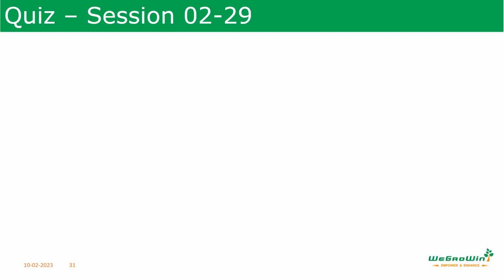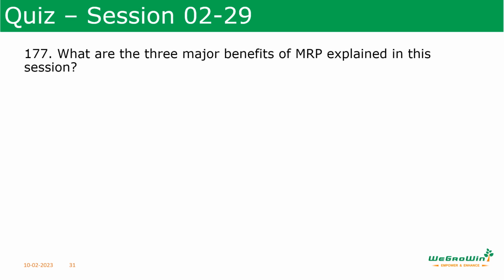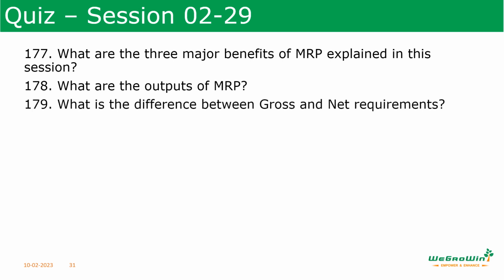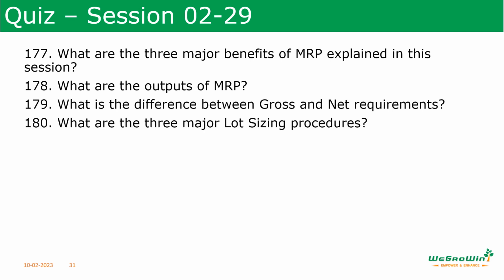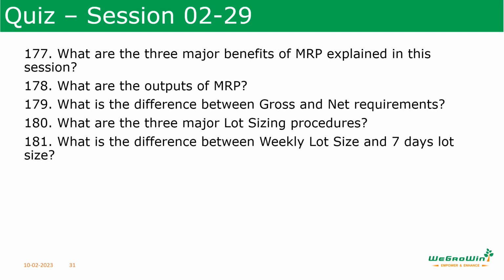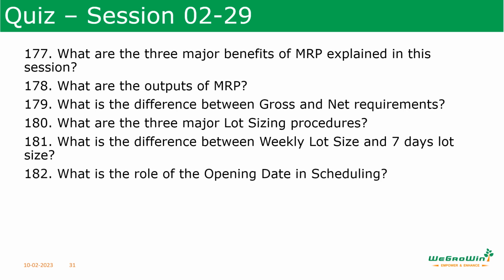Now let us discuss the quiz questions for this session. What are the three major benefits of MRP explained in this session? What are the outputs of MRP? What is the difference between gross requirement and net requirement? What are the three major lot sizing procedures? What is the difference between weekly lot size and 7 days lot size? What is the role of the opening date in scheduling? What is the role of scrap in MRP? Okay, we'll see the answers in the next session.